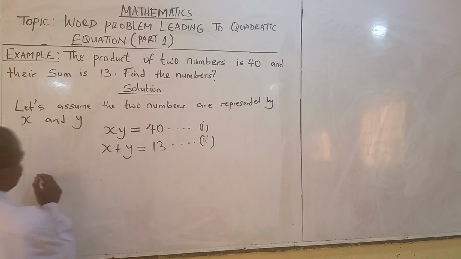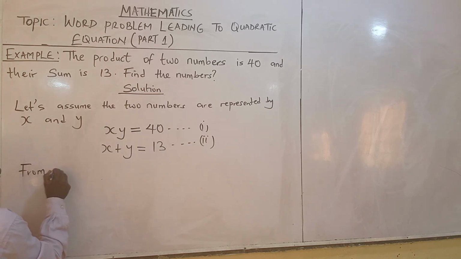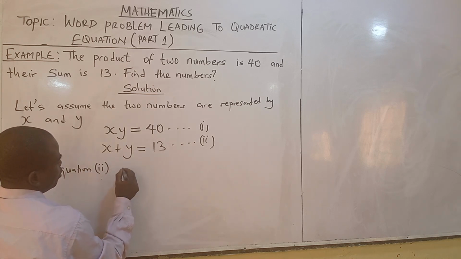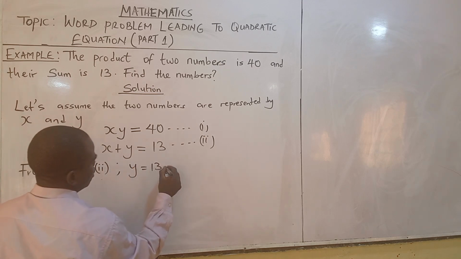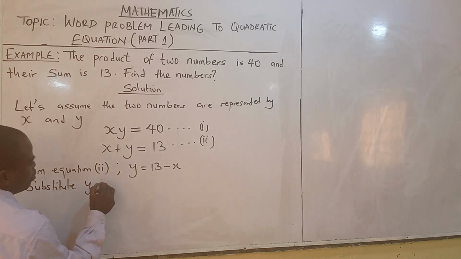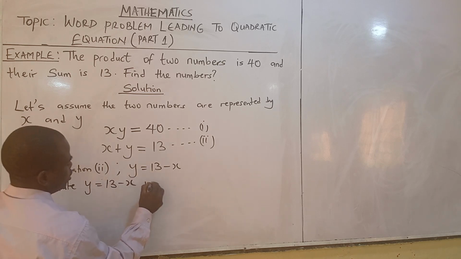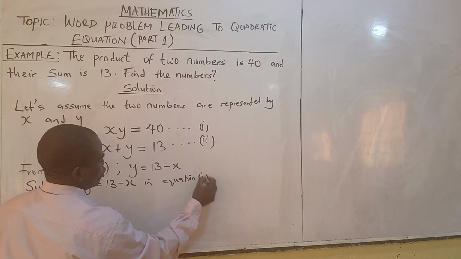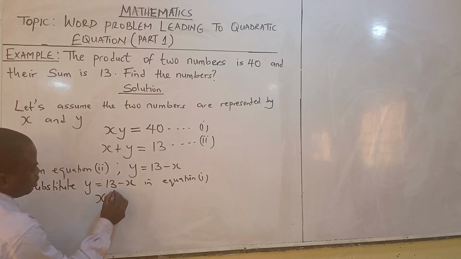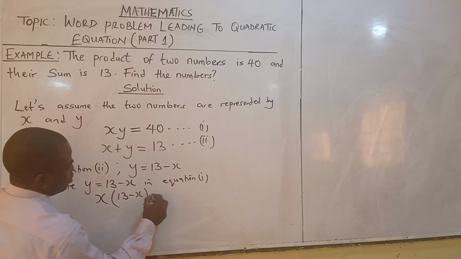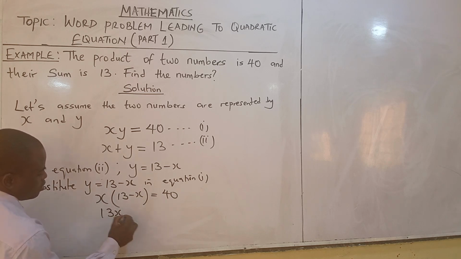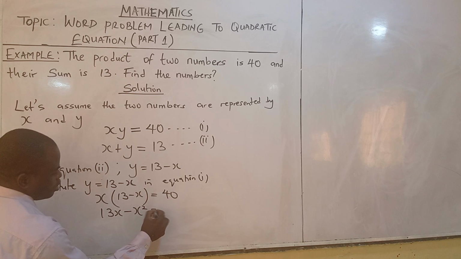Now let's substitute. From equation 2, let's make y the subject of the formula. It will be y equals 13 minus x. Substitute y equals 13 minus x in equation 1. When you do that, anywhere you see y, you replace it with 13 minus x. You have x into 13 minus x equals 40. Let's open the bracket: x times 13 is 13x, minus x times x is x squared, equals 40.